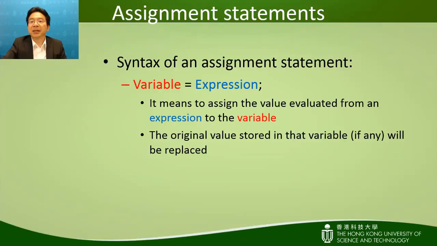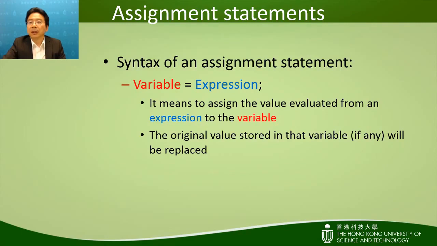We have seen many statements with an equal sign in the previous examples. These are called assignment statements. The syntax of an assignment statement is to place a variable name on the left-hand side of the equal sign, an expression on its right-hand side, and a semicolon at the end. The meaning, or semantic, of an assignment statement is to assign the value evaluated by the expression on the right-hand side to the variable on the left-hand side, and the original value stored in the variable will be replaced.